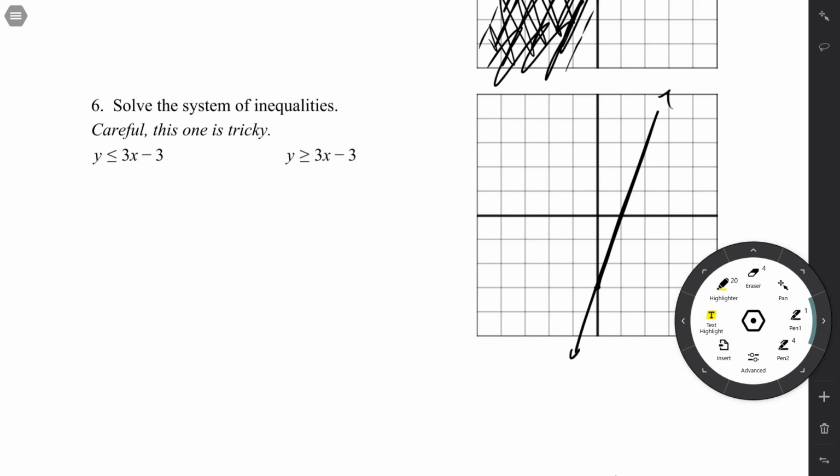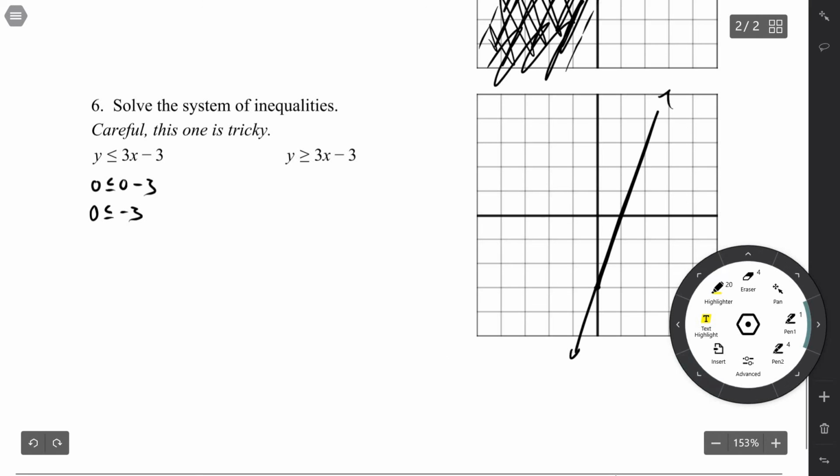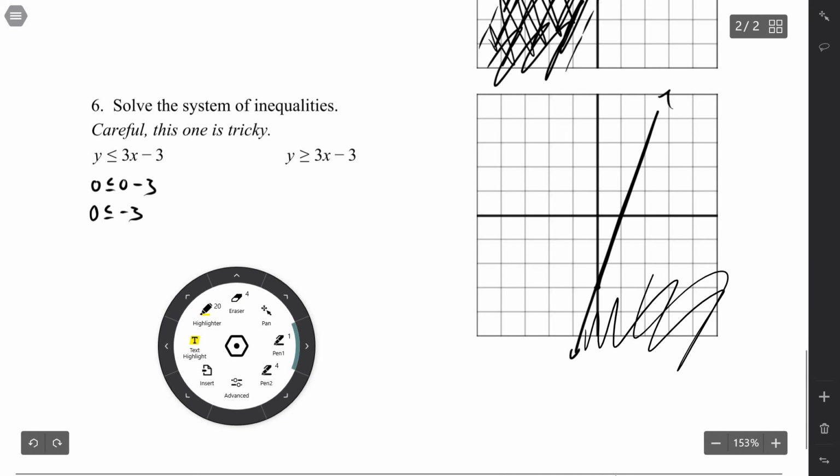Let's see. Does 0, 0 on this one work? 0 is less than or equal to 0 minus 3. So 0 is less than negative 3. That does not check out. That means that we would shade in this direction.